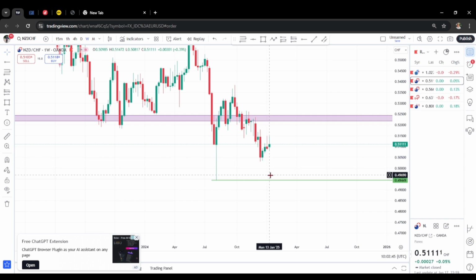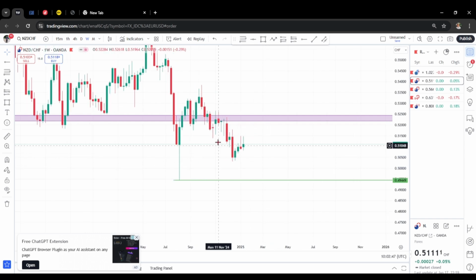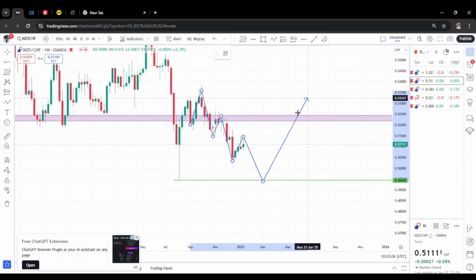So I now have to scale down from weekly. I realized that it was forming something like this. So I saw something like this happening. So guys, as you can see, this market is forming something around this. So I know that the next level is going to be here. So let's remove this.